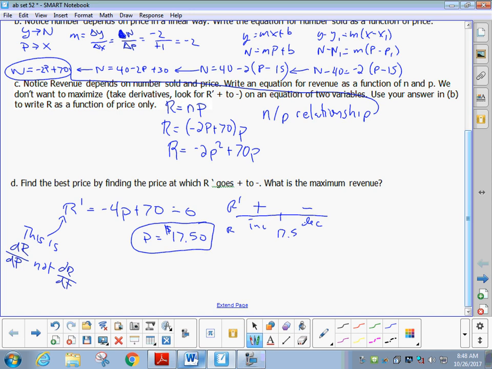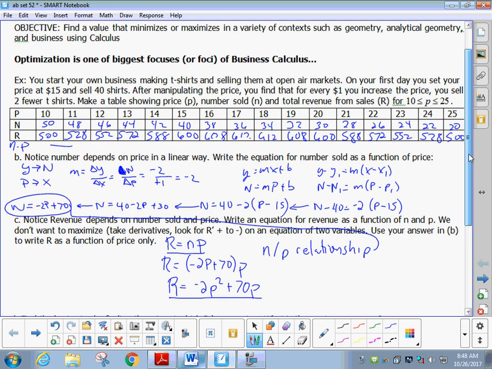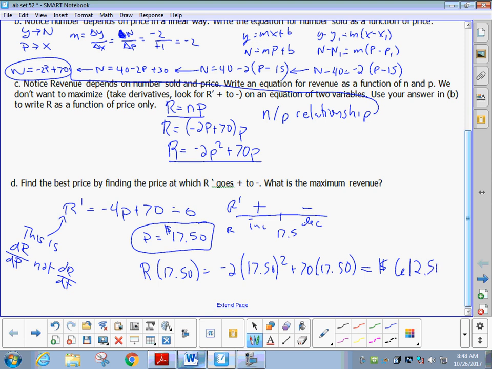What is the maximum revenue then? How do I find the max revenue? Now, where do I plug that $17.50 in? Yeah, we could go in this equation, but that has both. This is the best place to go. Revenue at $17.50 is negative 2 times $17.50 squared plus 70 times $17.50. And that money, if you get a money problem, you should always run to the nearest hundredth. What do you get there? I would imagine it's somewhere between six. Say it again. $612.50. Okay, so you'd set your price at $17.50 for the shirt.